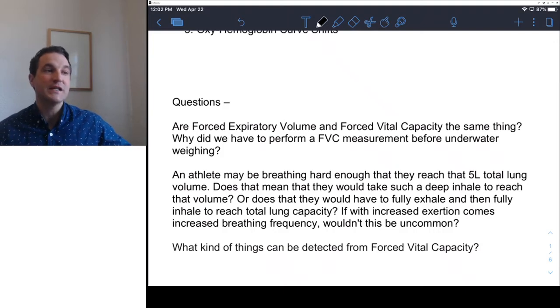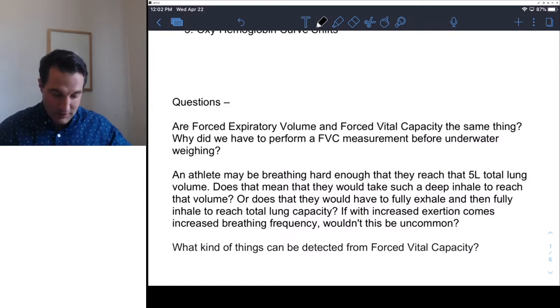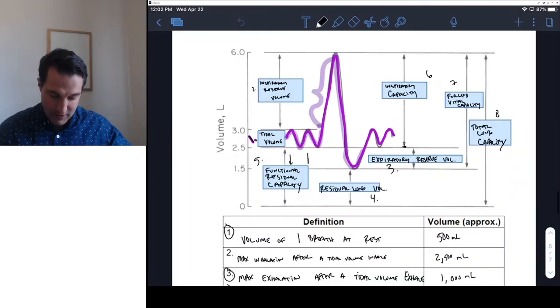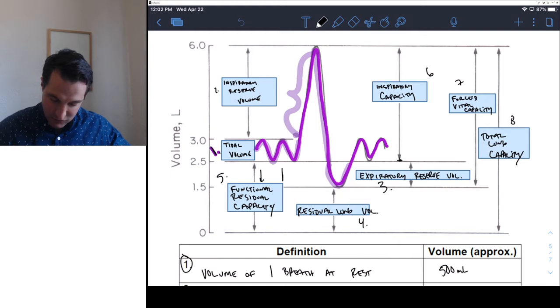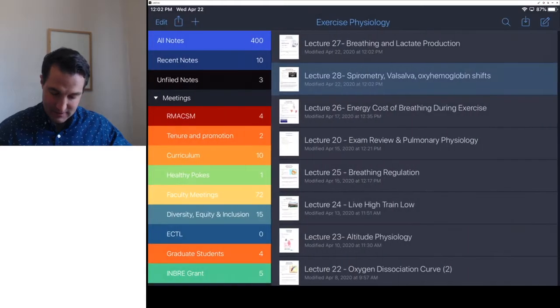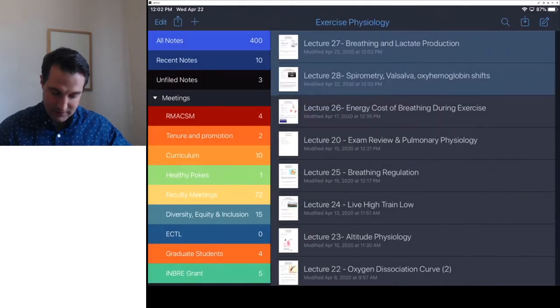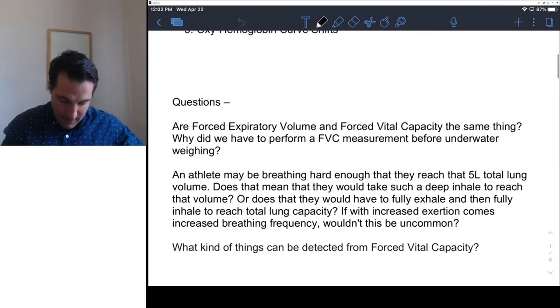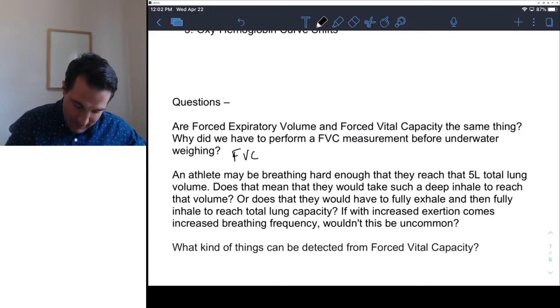Question number 1. Are forced expiratory volume and forced vital capacity the same thing? Why do we perform a forced vital capacity measurement before underwater weighing? Well, let's go back to our last lecture real quick. Number 27. Here we go. Forced vital capacity, FVC, is right there. So forced vital capacity... Number 28. Forced vital capacity equals total exhalation.